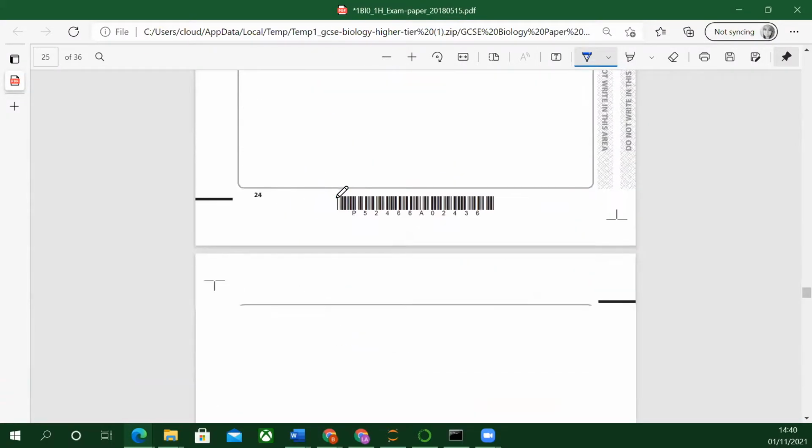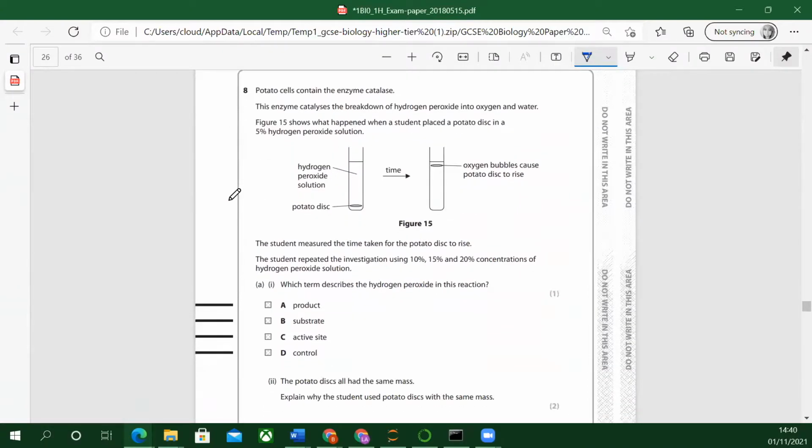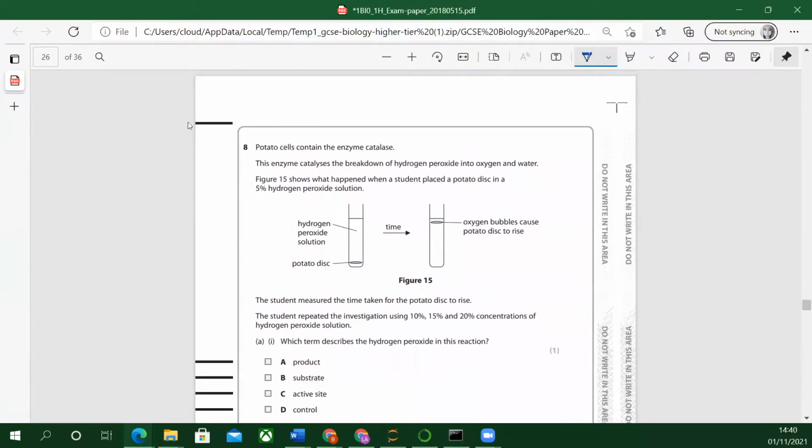Okay, next question. Blank page 8, completely different thing, not to do with genetics at all now. Potato cells contain the enzyme catalase. This enzyme catalyzes the breakdown of hydrogen peroxide into oxygen and water. So hydrogen peroxide is H2O2. Figure 15 shows what happened when a student placed a potato disc in 5% hydrogen peroxide solution. So hydrogen peroxide solution, test tube, and potato disc.